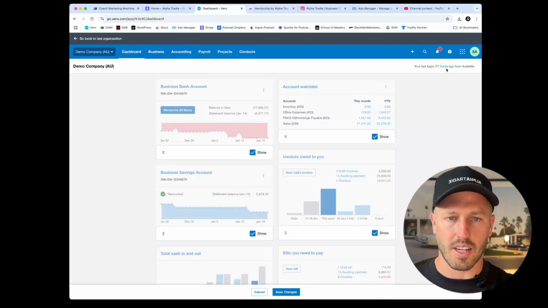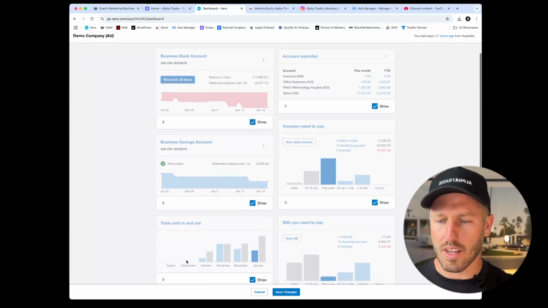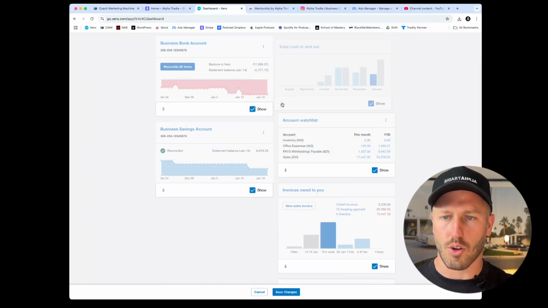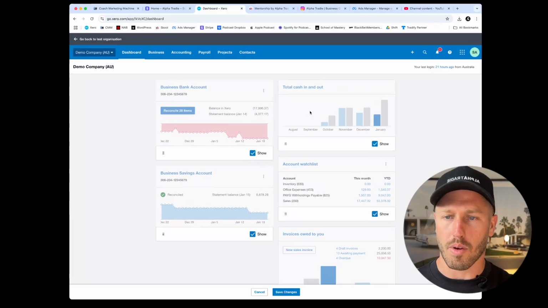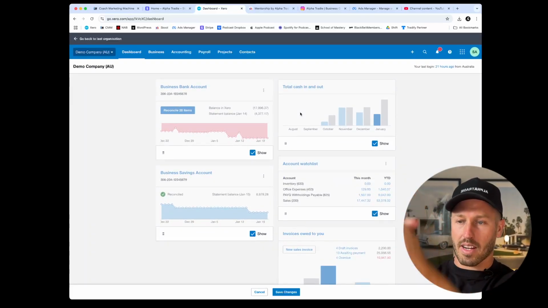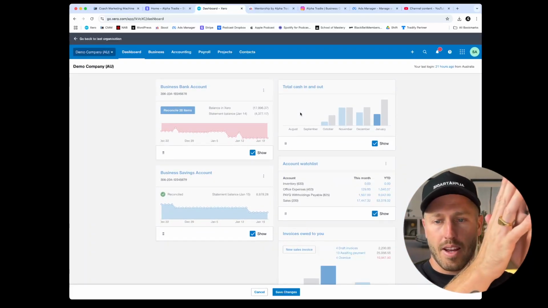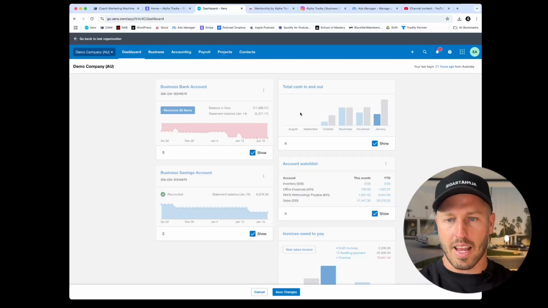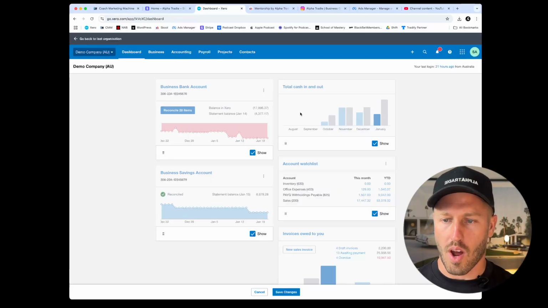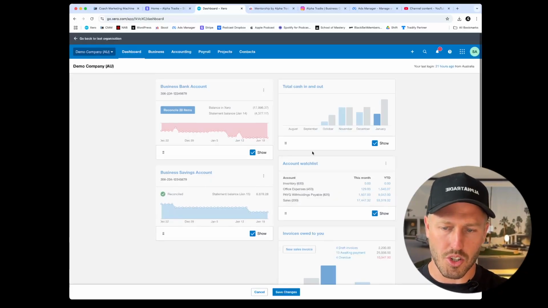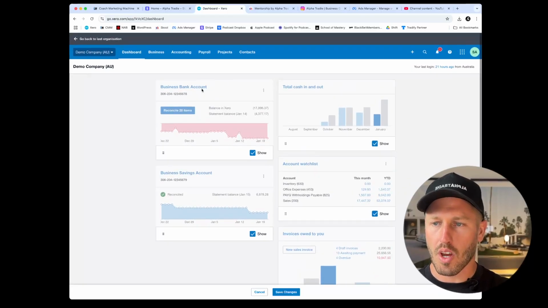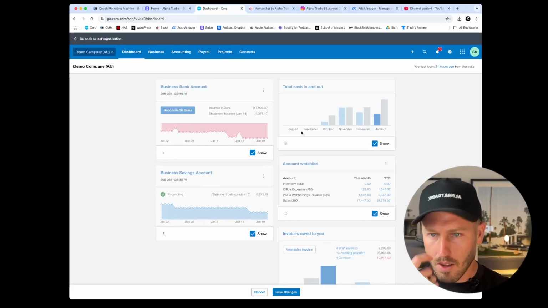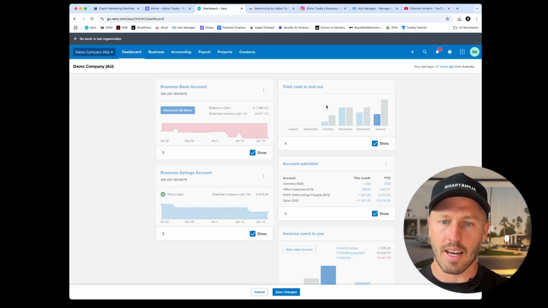I'm firstly going to click up on the top corner and go to edit dashboard. And one thing that I do first is I always bring my total cash in and out to the top. So I like to structure it with our bank accounts on the left-hand side, and our money in, money out, or our cash flow on the right-hand side. And then everything else is just noise to me at this stage. So we've got our bank accounts on the left, both of our bank accounts are connected there, and our total cash in and out sits at the top.